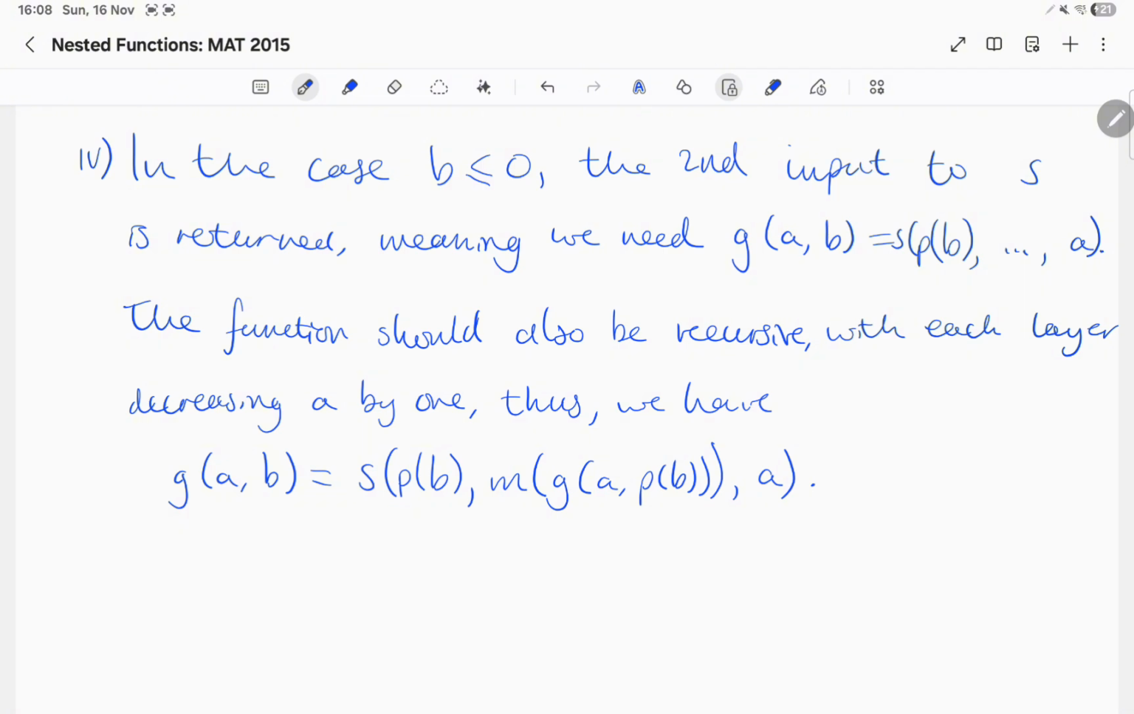The function should also, of course, be recursive, with each layer decreasing a by 1 and increasing b by 1. Therefore, we have g of a, b is equal to s of p of b, m of g of a, p of b, and a.